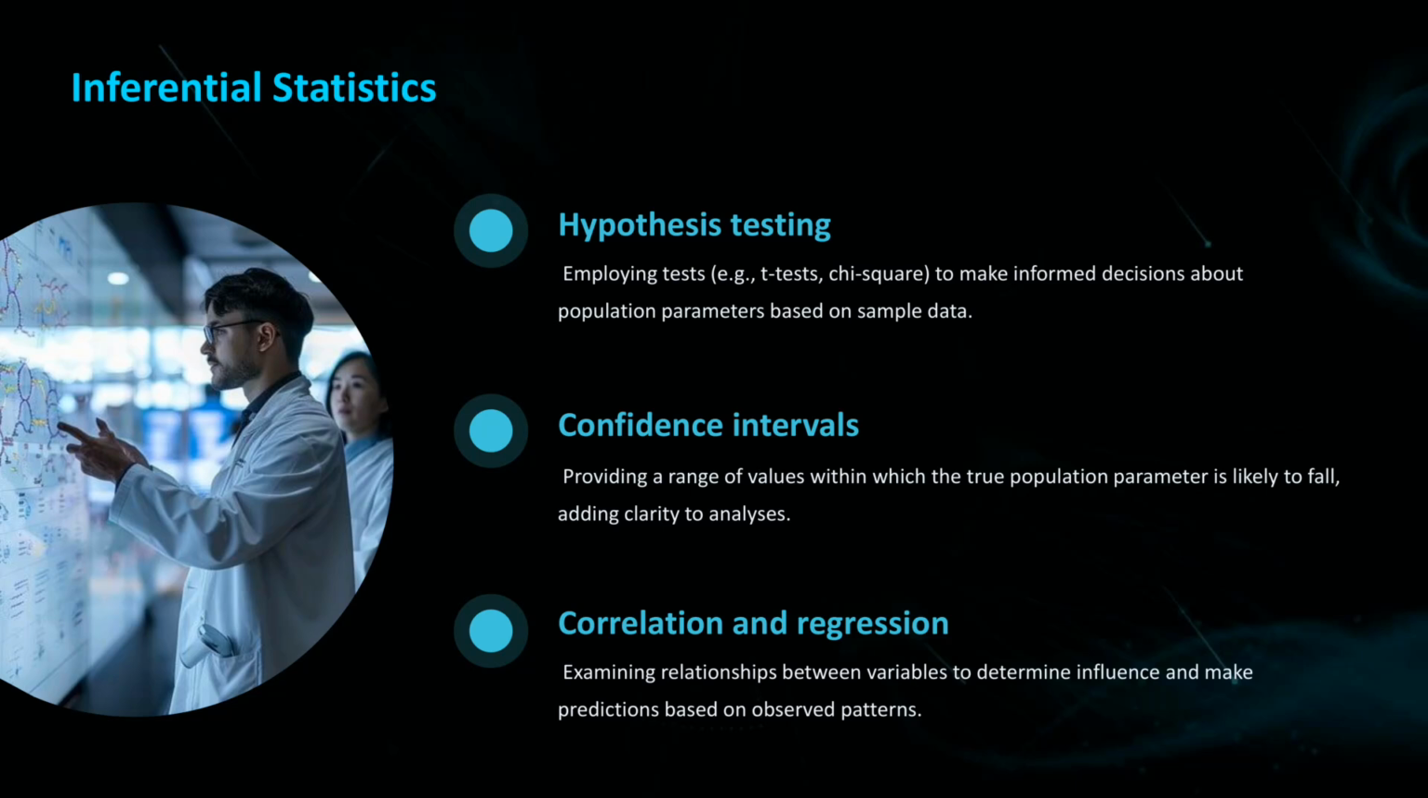Inferential statistics allow you to draw conclusions about a larger population from sample data by employing hypothesis tests like t-tests or chi-square tests, estimating confidence intervals to quantify uncertainty, and using correlation and regression analysis to examine relationships between variables and support predictions based on observed patterns rather than just raw summaries.